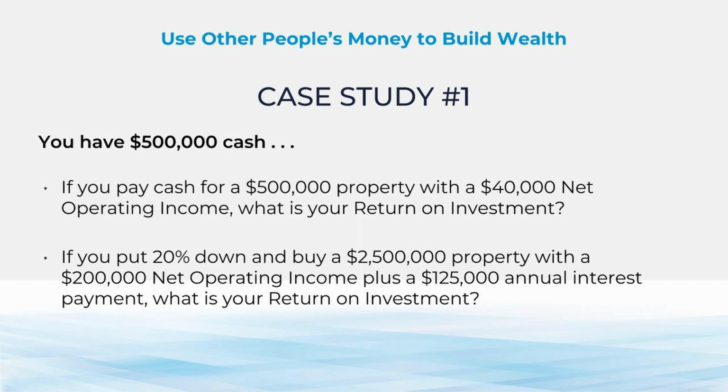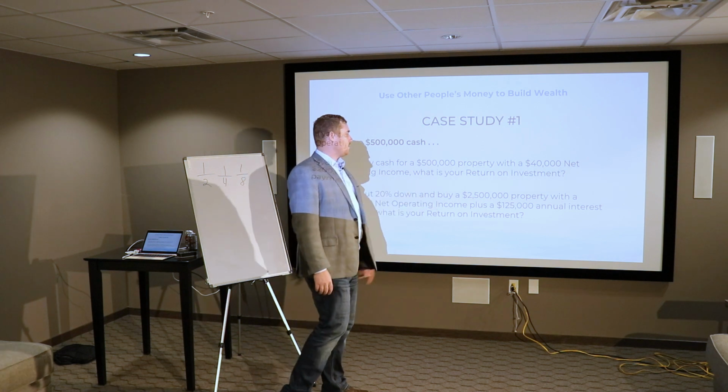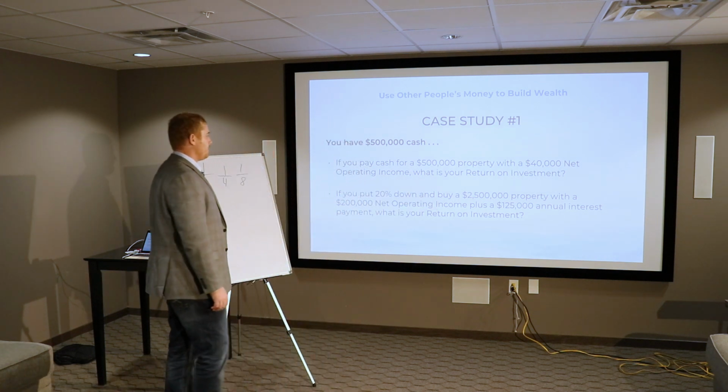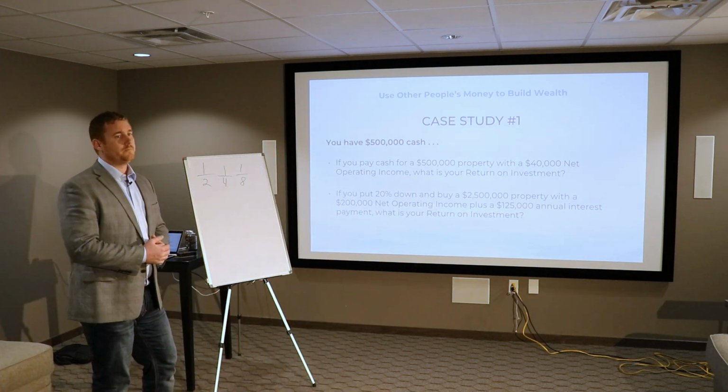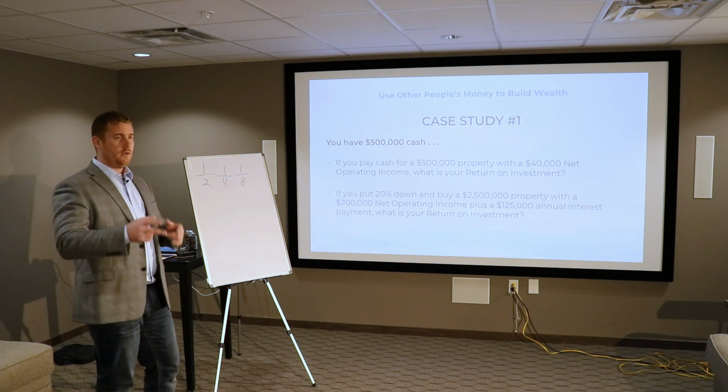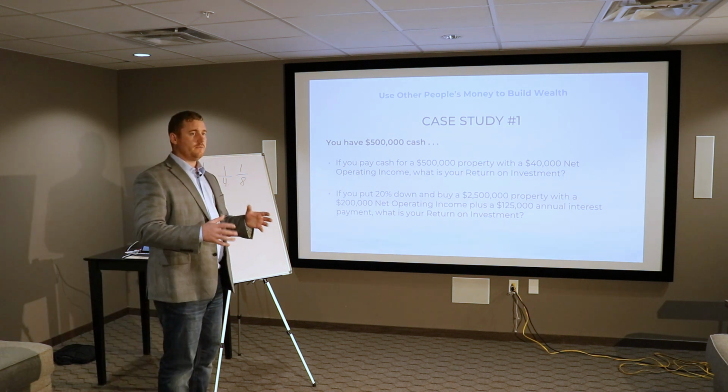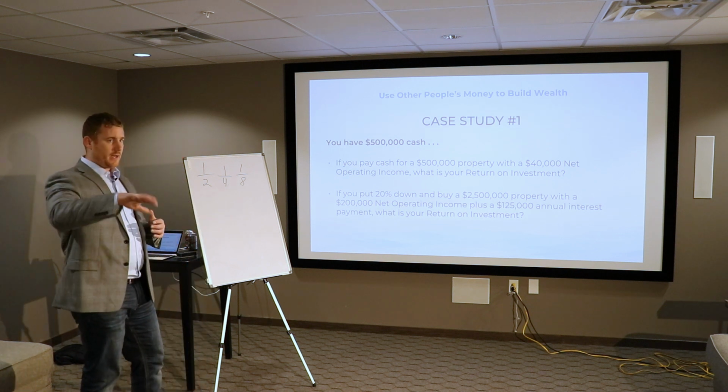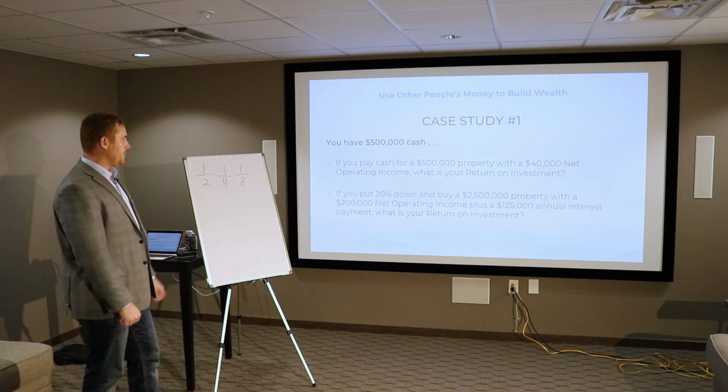Okay, this is just an imaginary problem, but you can see that 200,000 is 5 times the 40,000. So it's just 5 times the property, 5 times the net operating income. But we also have $125,000 of annual interest payment. So now, what is our return on investment? Okay, 2 problems here. Go ahead, shut the video off, calculate it yourself, do your best, and then I'll come back in a second and we will solve it together.